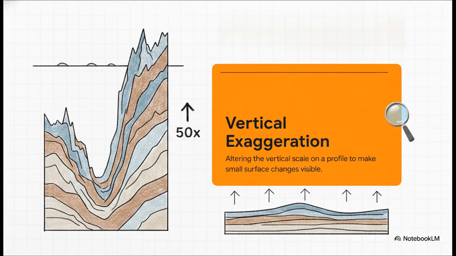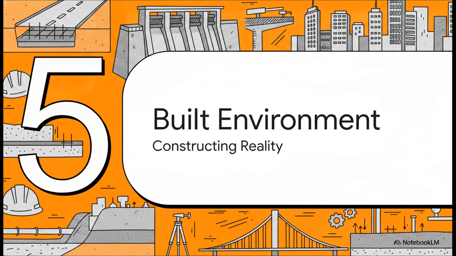Now here is a wildly fascinating trick geologists use. Often, a real-world cross-section of a massive landscape just looks completely flat on paper. So they use something called vertical exaggeration. They will vastly exaggerate the vertical scale, sometimes stretching it 50 times its normal height. Because of this, subtle, hidden geological variations suddenly pop out and become highly visible. It's a deliberate distortion to reveal the truth. Part 5. Engineering the built environment, constructing reality.